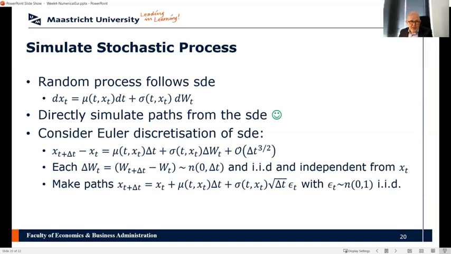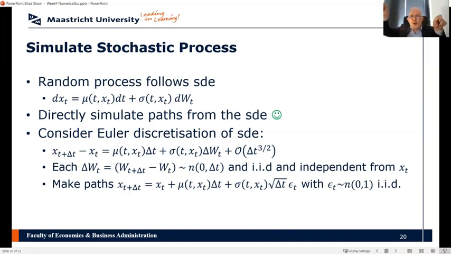Because how does Monte Carlo simulation work? It says I take the information from the stochastic differential equation and I directly translate this into a scheme for generating paths from this stochastic process. So this is kind of nice, and that's why I put a green smiley there. If I know the stochastic differential equation, I am in business because I can directly draw paths from it.